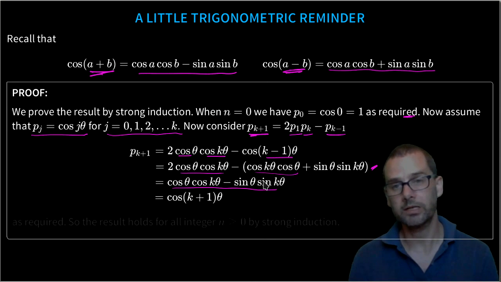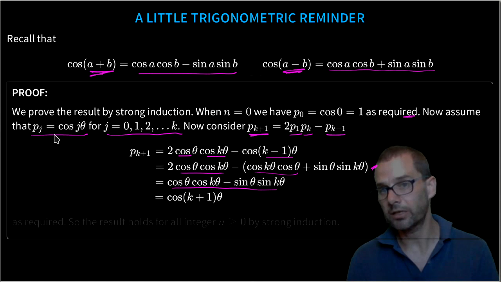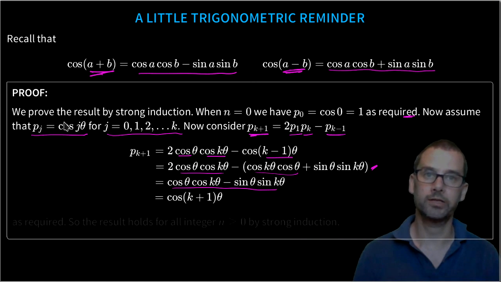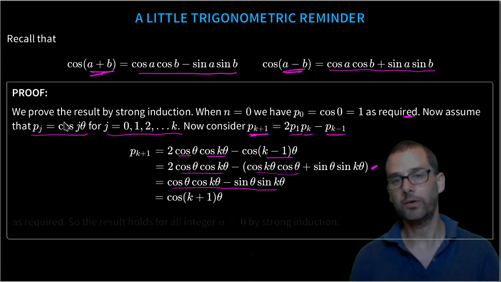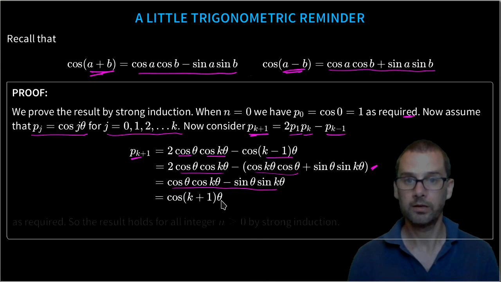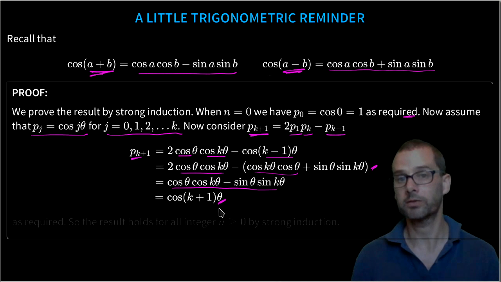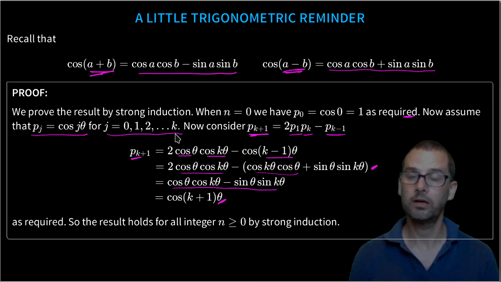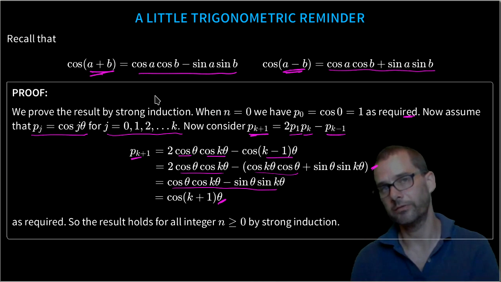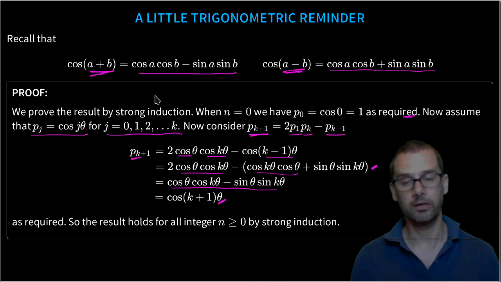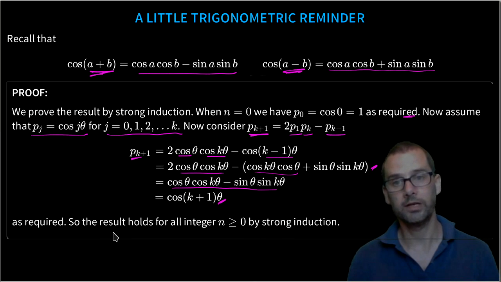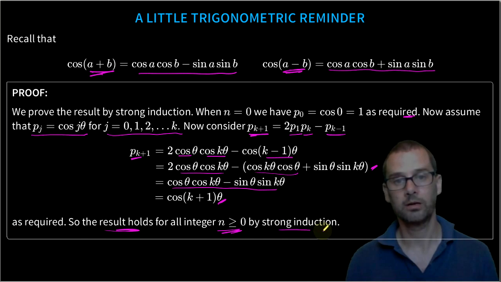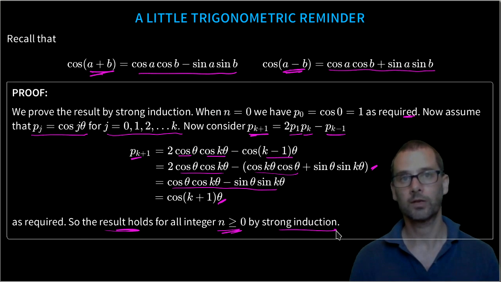So we just have to massage things around a bit here, and based on our assumption that everything holds, P0, P1, P2, all of those previous cases, we can show that the next term is given by what we want, so P of k plus 1 is true. So we can show P of k, P of k minus 1, all the way down to P of 0, implies P of k plus 1. So we've proved the inductive step. So the result holds for all integers n bigger than or equal to 0 by strong induction. Okay. Stop there.